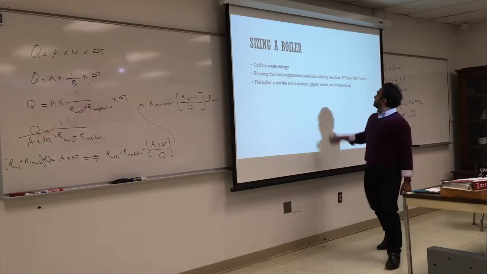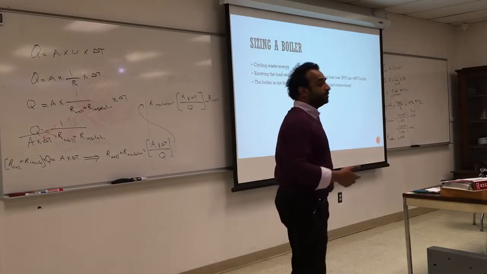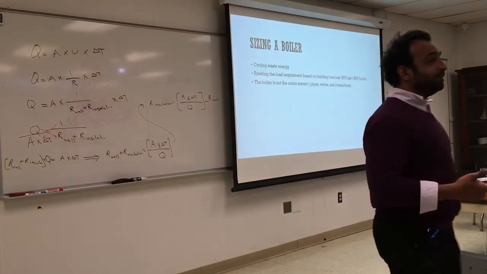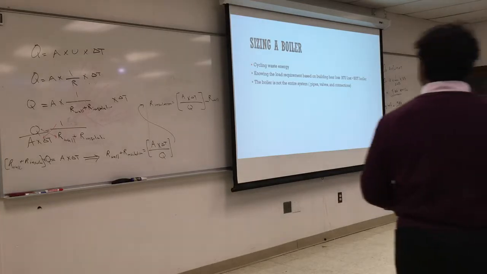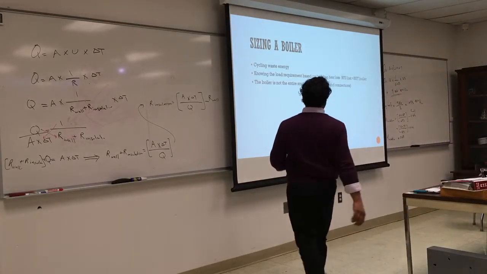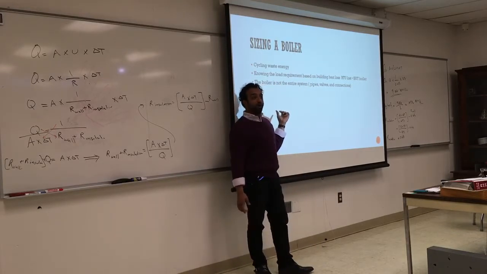Knowing the load requirement based on the building heat loss, the BTU loss should be less than the BTU of the boiler. So whatever you're losing should be less than whatever you're producing, otherwise it's not going to be even. The boiler is not the entire system, so if you size the boiler correctly, however you're not getting enough heat, something must be wrong with the piping, with the water distribution, pipe insulation. So all those components will add up.